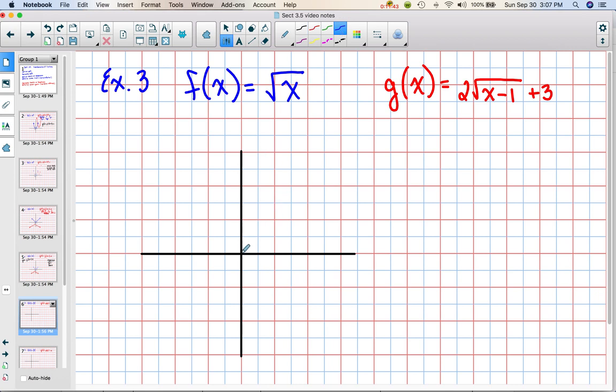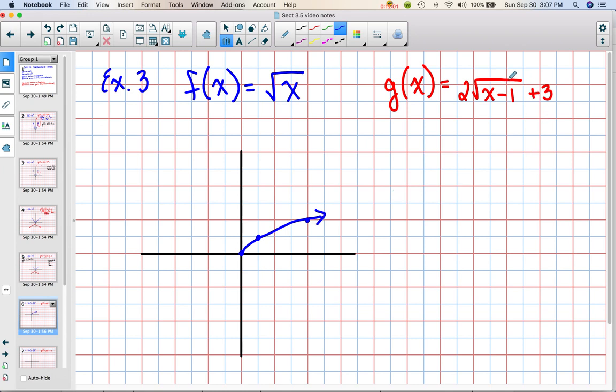Okay, different, let's take a look here. For our parent function, f of x equals the square root of x, we have 0, 0. The square root of 1 is 1. The square root of 4 is 2. So here was my graph.